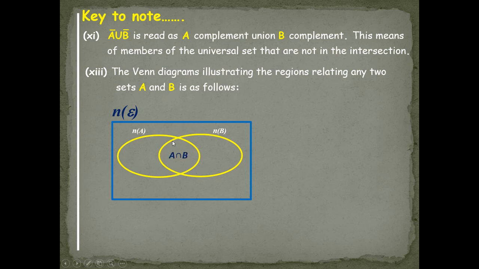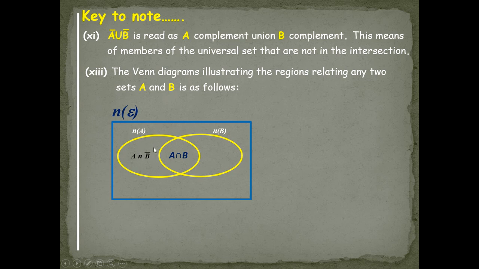Now this region that overlaps in the two sets is A intersection B. A intersection B, this part, has elements that are in set A and at the same time are in set B. Now this part, only this one here, is what we call set A only: elements that are in A but not in B. In A but not in B, it is only this part here.